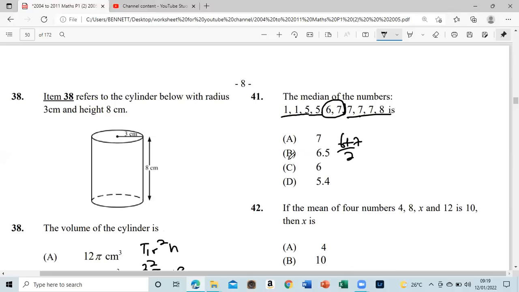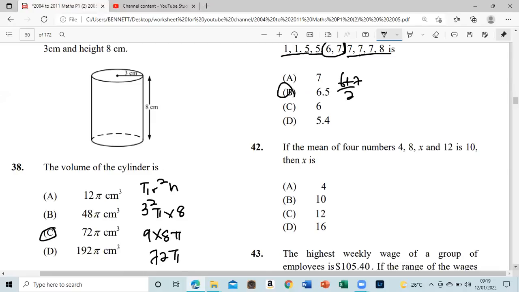That's 13, so that's 6.5, halfway between them. All right. If the mean of 4 numbers, 4, 8, and x is 10, then the number is... so if 4 numbers have a mean of 10, it simply means the total is 40, as only 40 can give a mean of 10. So it means the numbers here have to add up to 40.